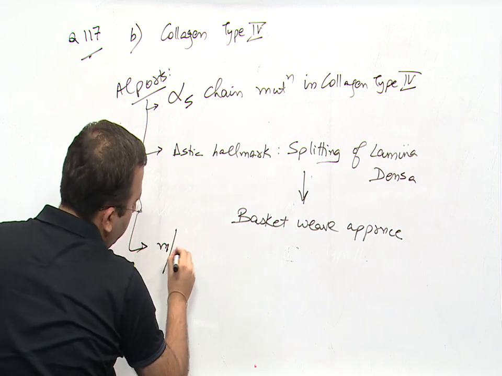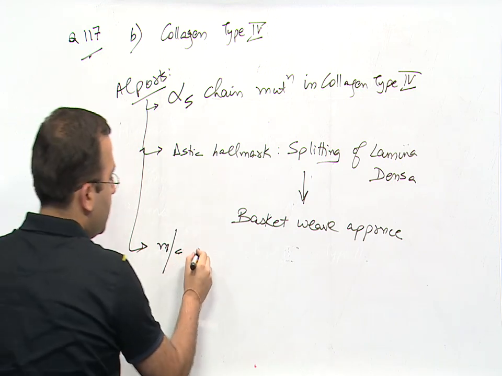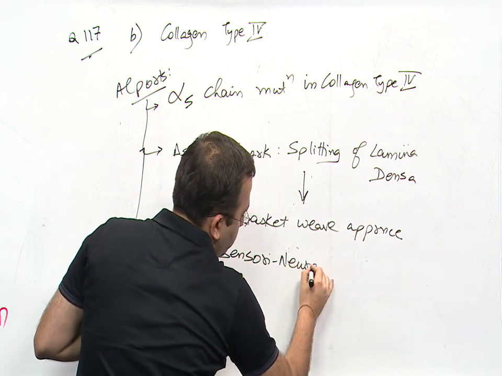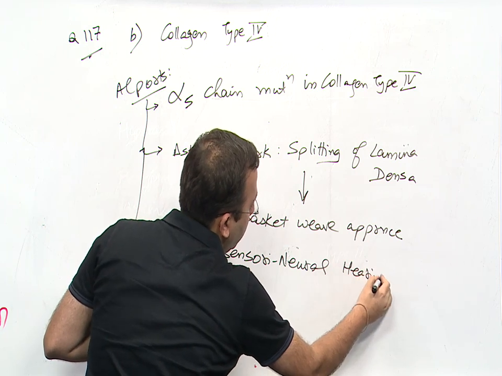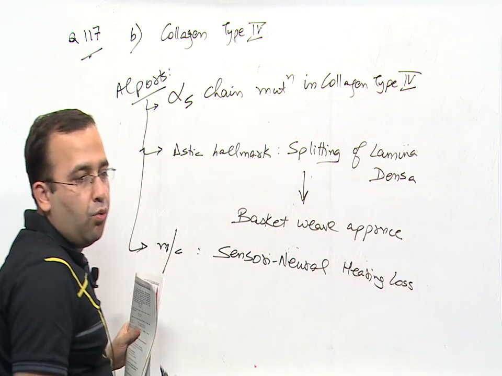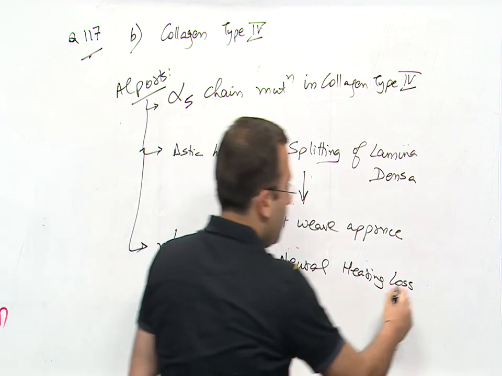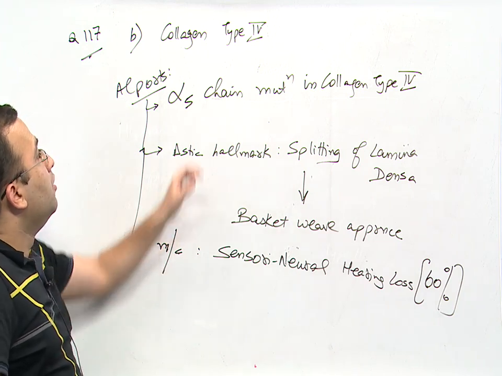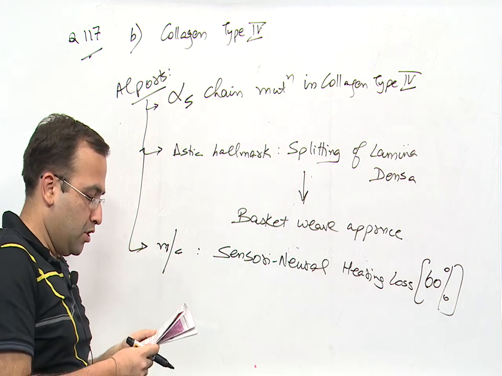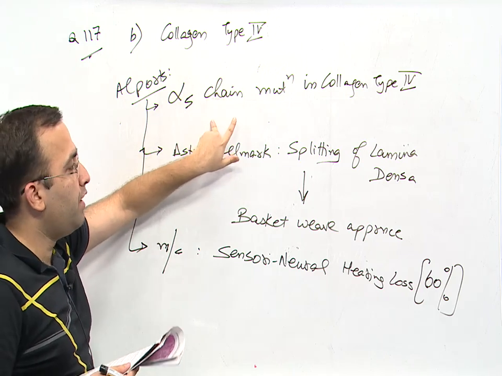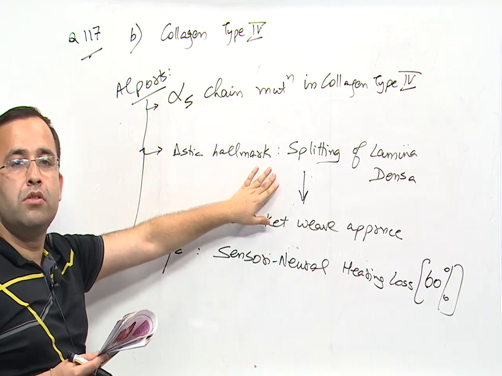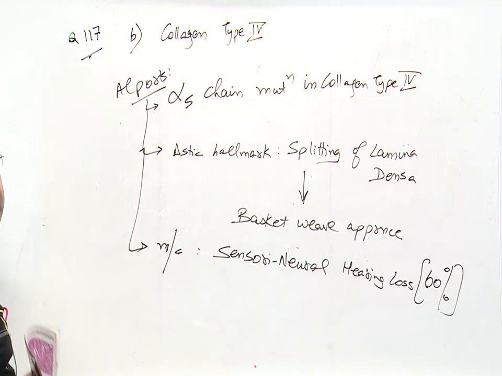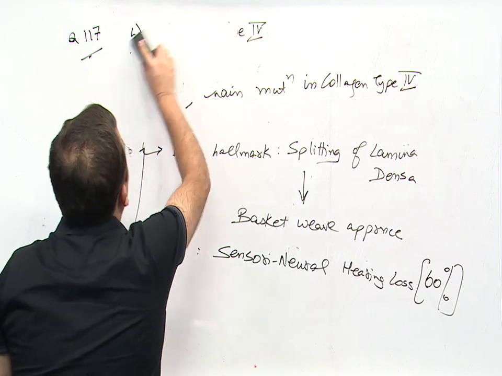Next point, the most common symptom of Alport's is sensorineural hearing loss. Seen in what percentage of patients? Seen in around 60% of the patients. So, Alport syndrome is a mutation in collagen type 4, alpha 5 chain. Diagnostic hallmark, splitting of lamina densa, basket weave appearance. Most common symptom, sensorineural hearing loss.